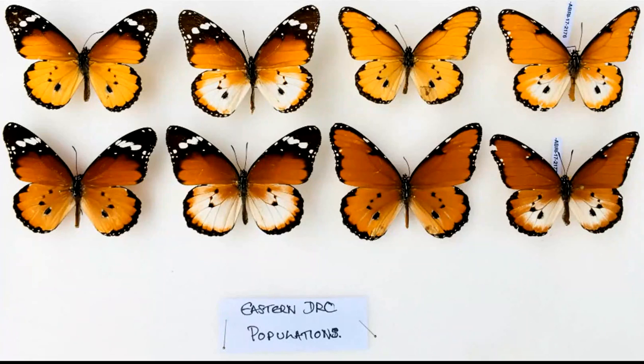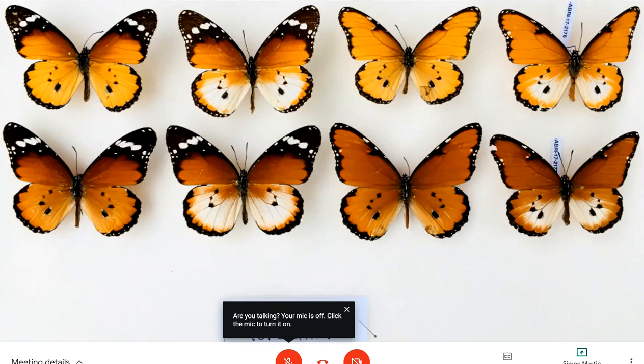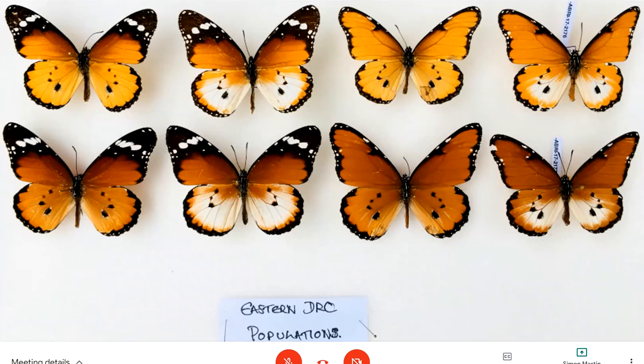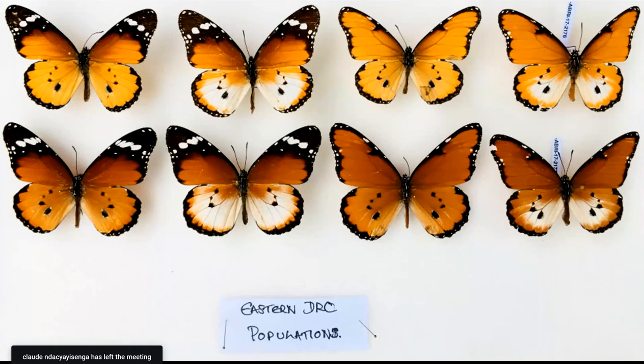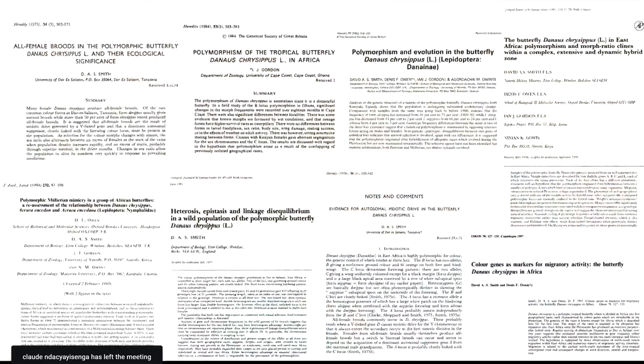So I was drawn to this species because there was a lot of pre-existing work already published when I started looking for a study system to move to, as I left from studying South American butterflies. And most of this work was done by two authors, David Smith and Ian Gordon, who's my host here today. And they've discovered all sorts of things about this species. Here's just a snapshot of some of their papers.